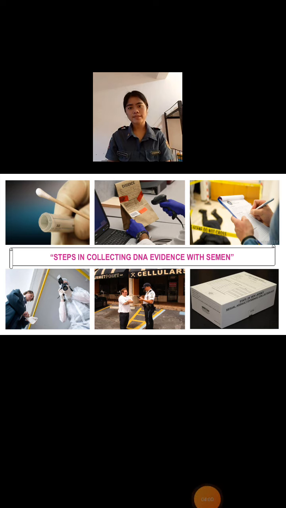Now, steps in collecting DNA evidence. First step, absorb suspected liquid semen on a clean cotton swab. Air dry the swab and pack in a clean envelope with sealed corners. Second step, submit small and dry suspected semen stains to the laboratory. Pack in clean envelope with sealed corners to prevent stain removal.